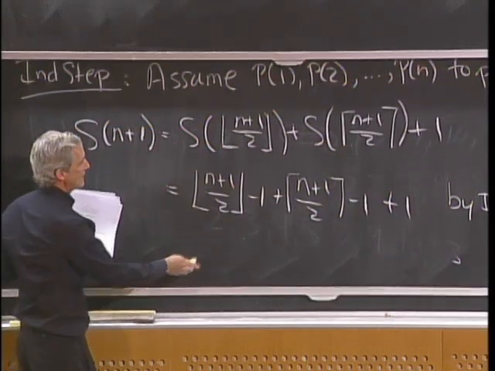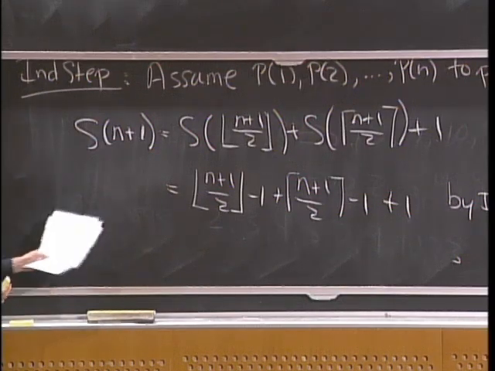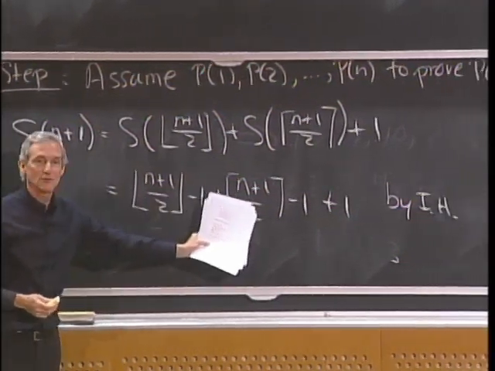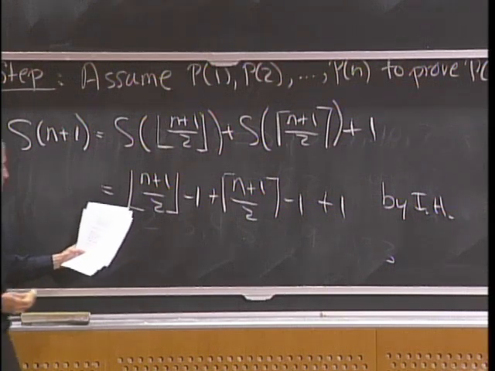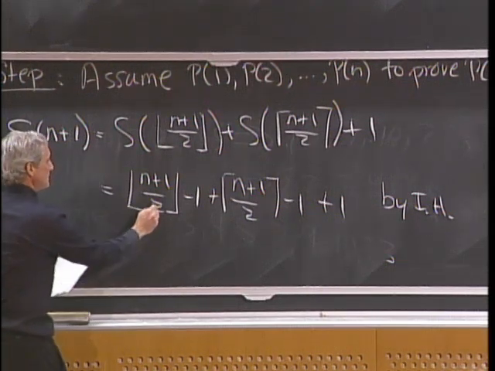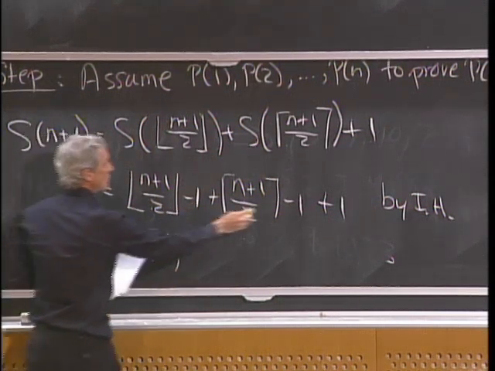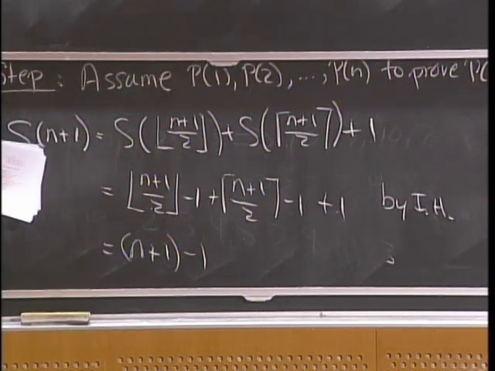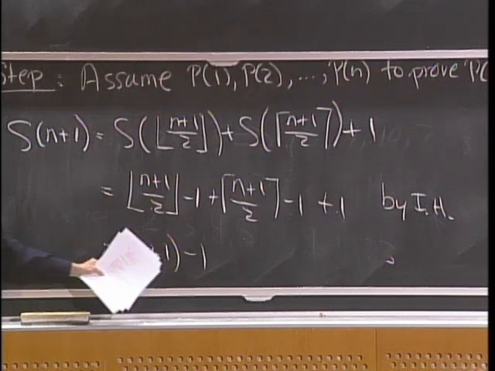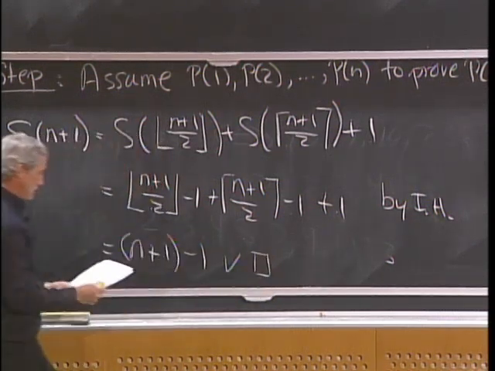Now I don't know exactly what either of these values is unless I know the parity of n, but I do know the sum of these two things. The floor of something plus the ceiling of that something is twice the something. So this plus that equals n plus 1. Minus 1 plus 1 is minus 1. And so, in fact, we proved that S of n plus 1 equals n plus 1 minus 1. So we verified the induction hypothesis.